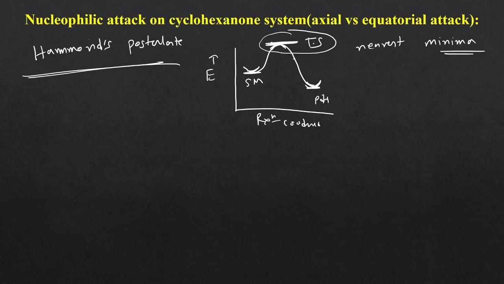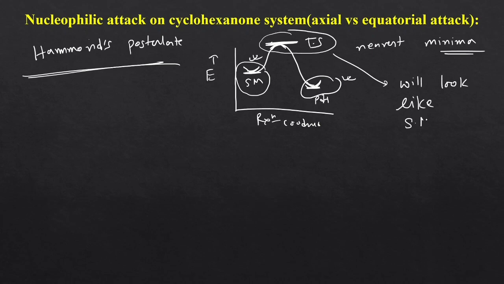Now for this assembly, the nearest minima is this one, because this is also one minima, this is also another minima. So the transition state will look like the starting material and not like the product, okay, or it more resembles the starting material. So if you compare the stability of this transition state, you have to compare on the basis of the starting material stability, not on the basis of the product.